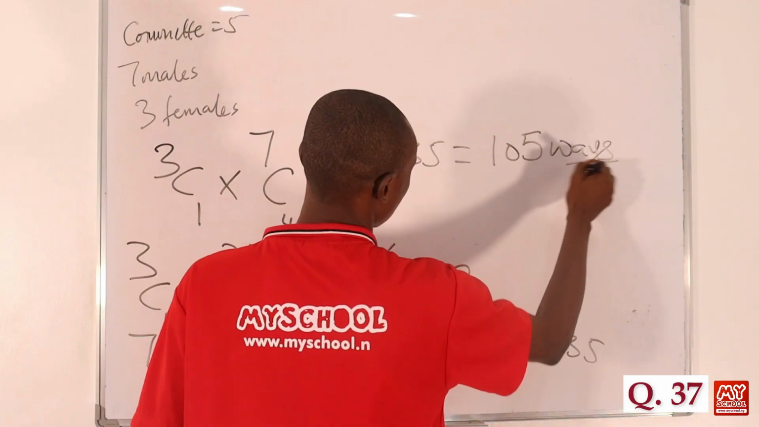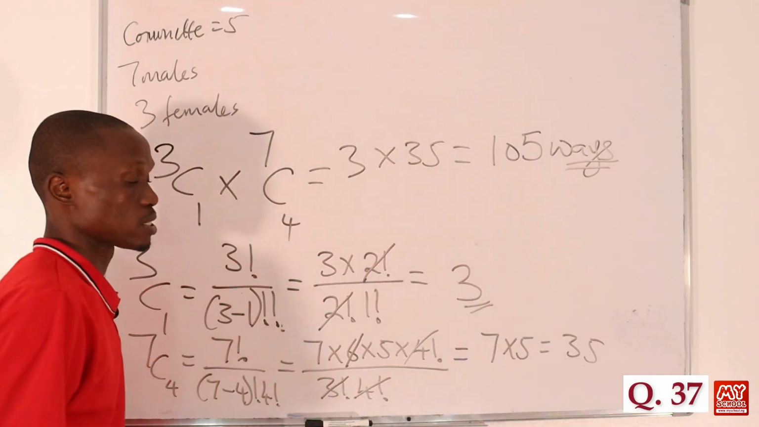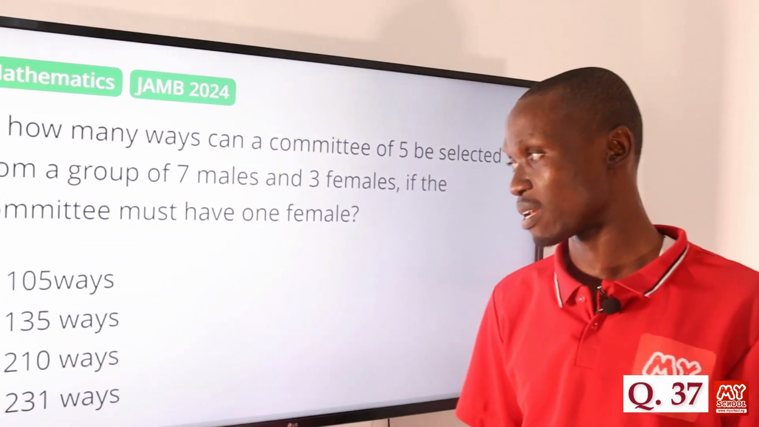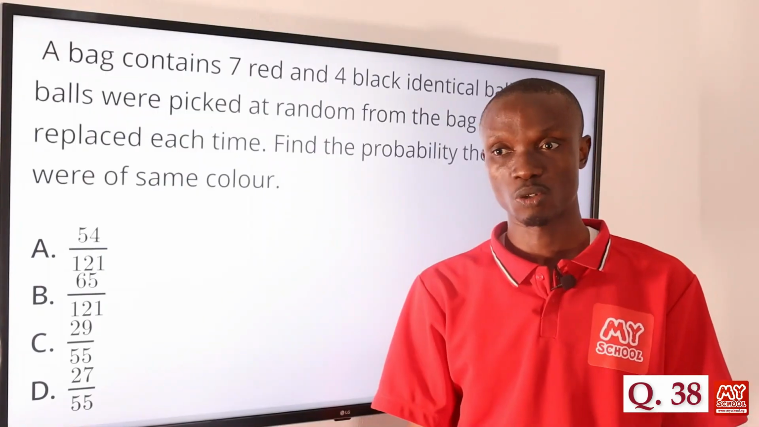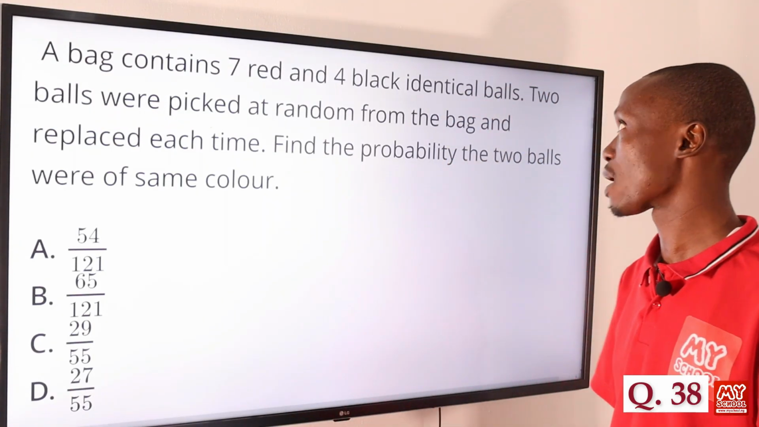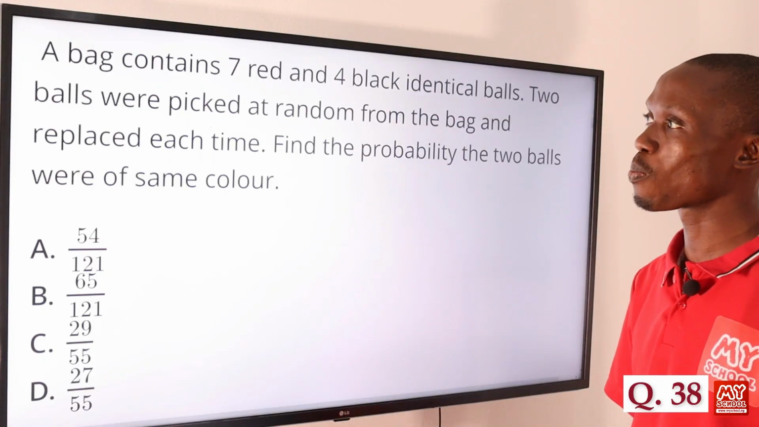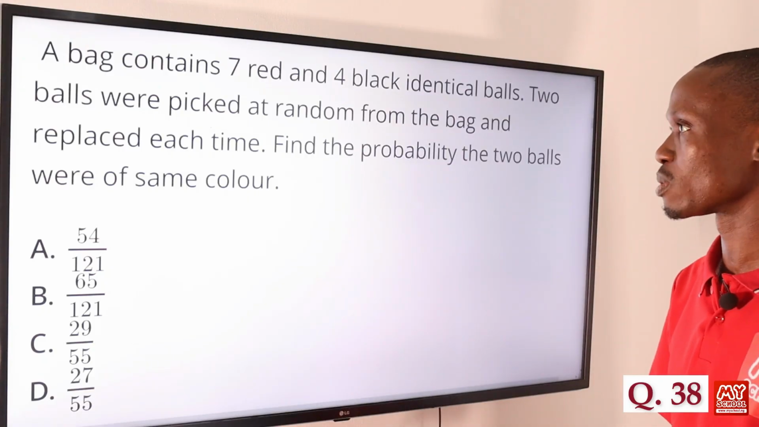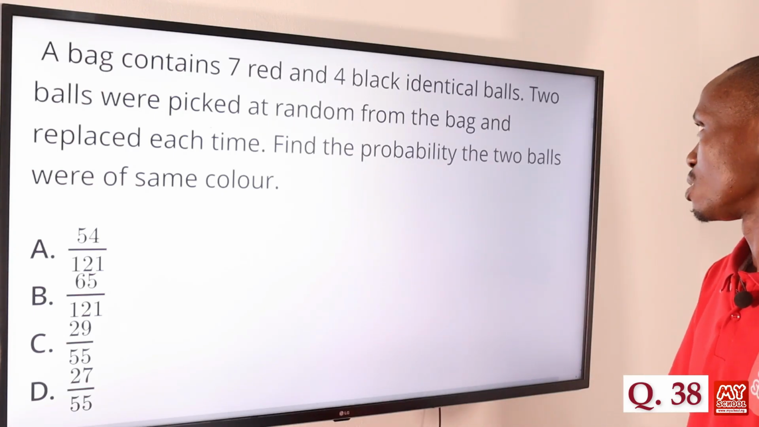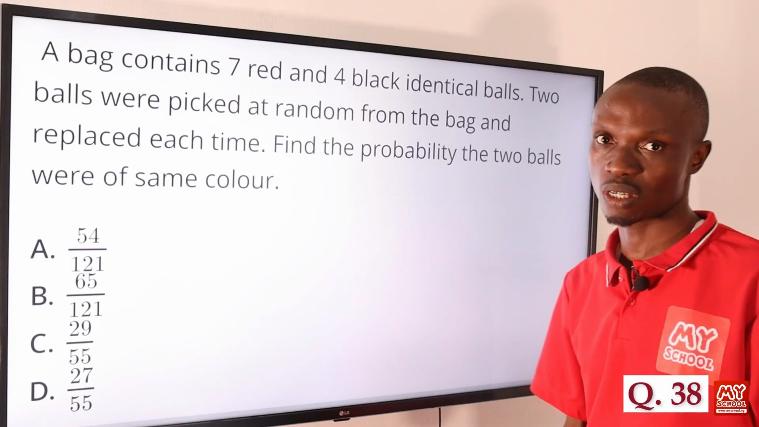Okay, so let's move over to the screen to pick the correct answer to this question, and that is option A, 105 ways. Question 38. A bag contains 7 red and 4 black identical balls. 2 balls were picked at random from the bag and replaced each time. Find the probability that the 2 balls were of the same color.